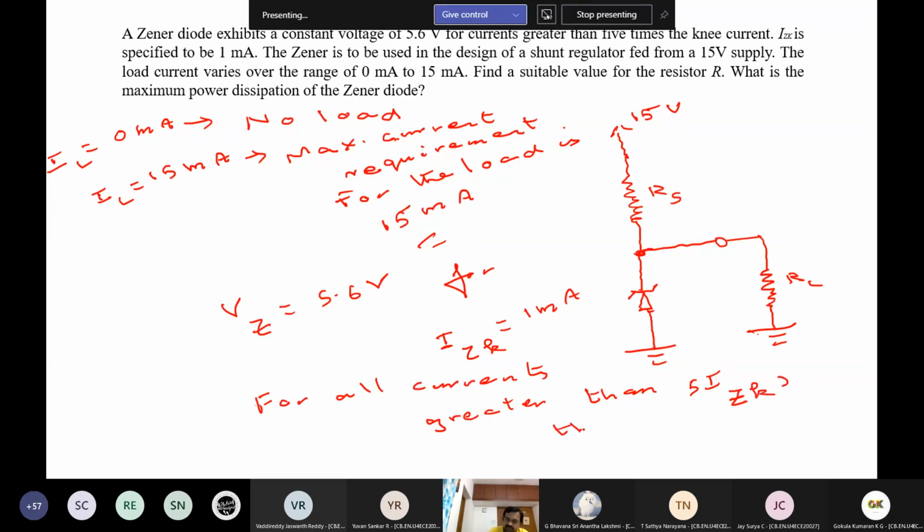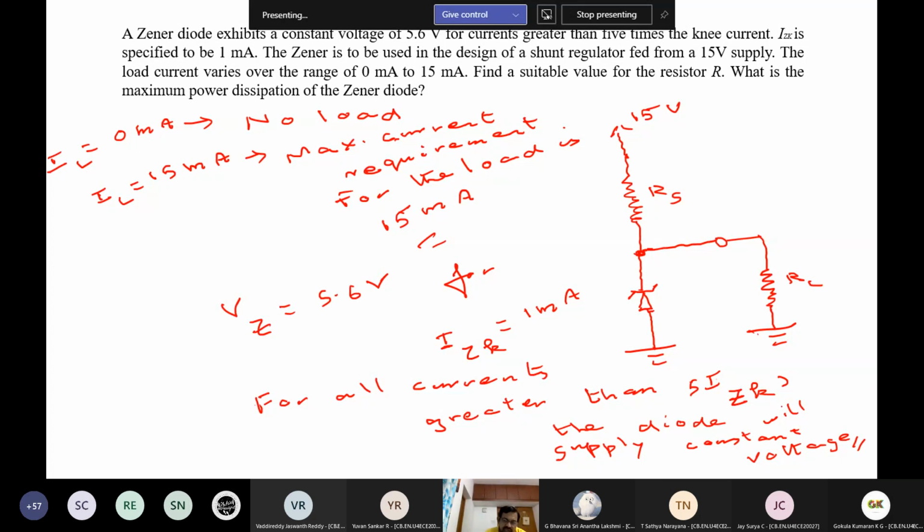The diode will supply constant voltage, which means the deviations, whatever there are, are extremely small. That 5.6 volt will definitely be given by the diode within the tolerance of your load. Okay, so greater than 5 milliampere.